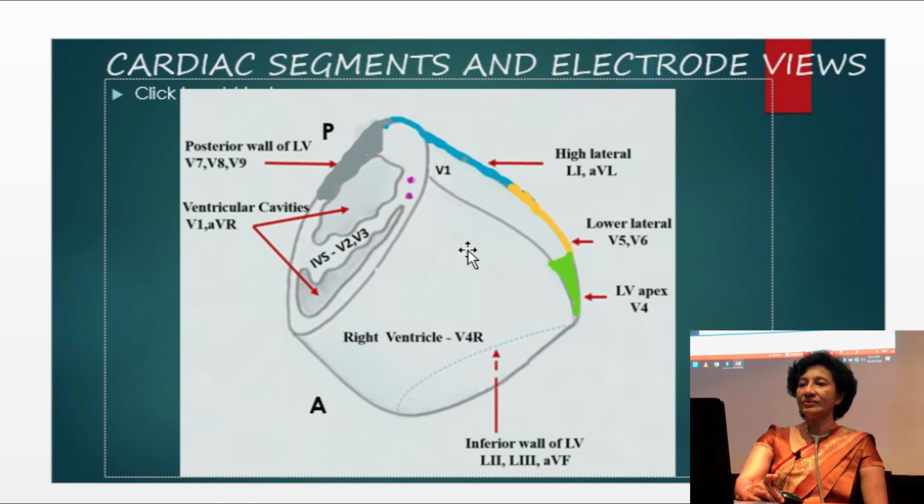Electrical activity of the right ventricle is recorded by lead V4R. Remember that in standard 12-lead ECG, the V4R lead is not included. Therefore, if the patient's history is suggestive of an acute coronary event, when you make the request for ECG, you have to make the request for the V4R lead as well, especially if the patient is in cardiogenic shock. Right ventricular infarction gives rise to cardiogenic shock.